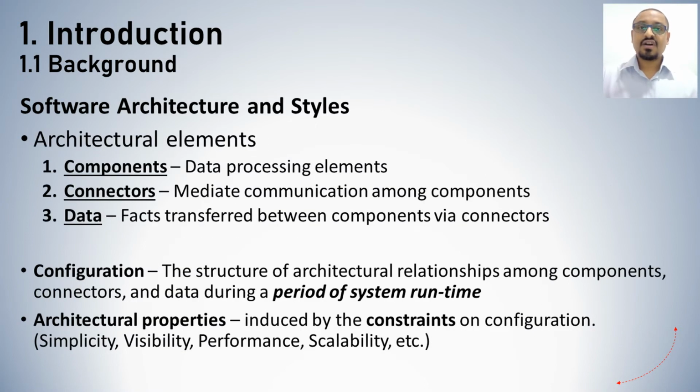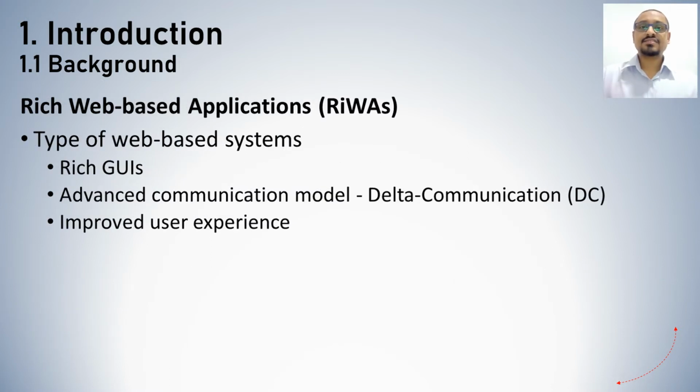The configuration of an architecture explains the relationship among the architectural elements, which are components, connectors, and data, during a period of runtime. When deriving architectures by applying constraints on configuration, architectural properties such as simplicity and visibility are induced. This research targets systems called rich web-based applications, which are a type of web-based systems.